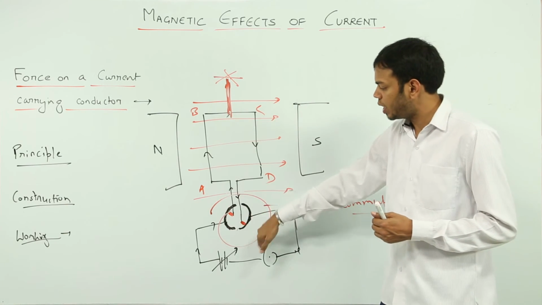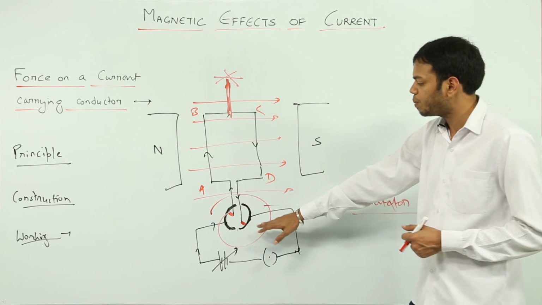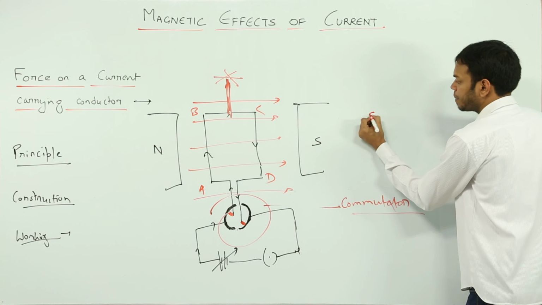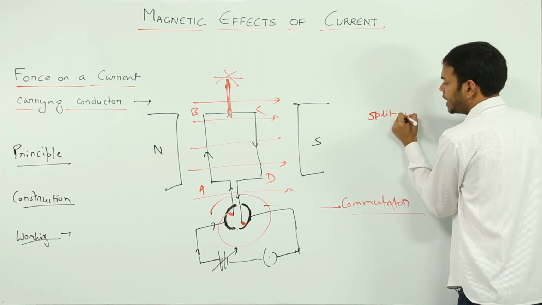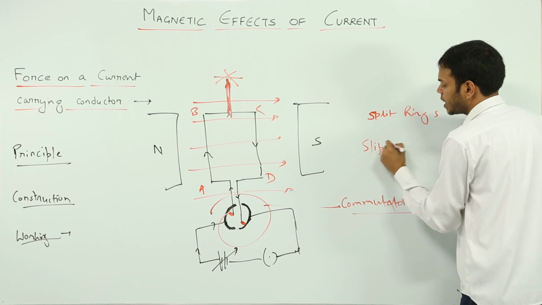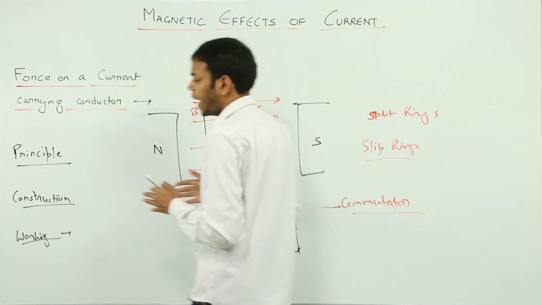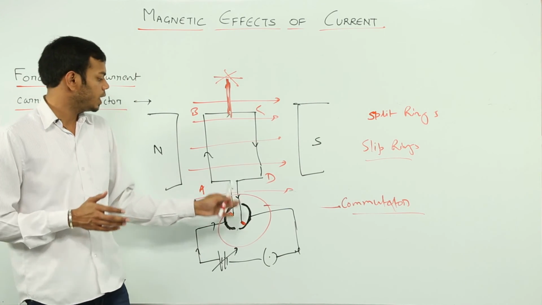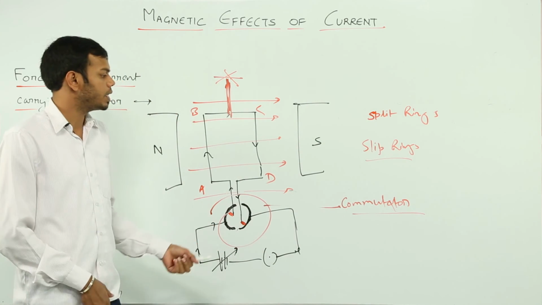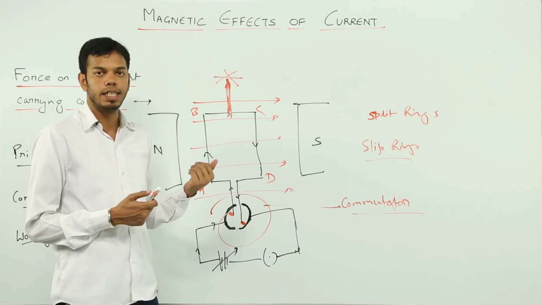Now go back to the lower part of the diagram. These wires are in constant contact with the source because of carbon brushes and rings. There are two types. One is split rings. These are split rings. Another one is slip rings. Slip rings will be used in a generator. So the wires are in constant connection with the split rings using carbon brushes, and this process goes on and we are able to rotate it very easily.